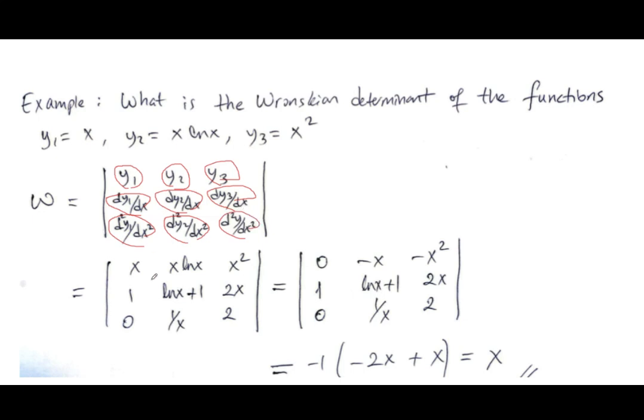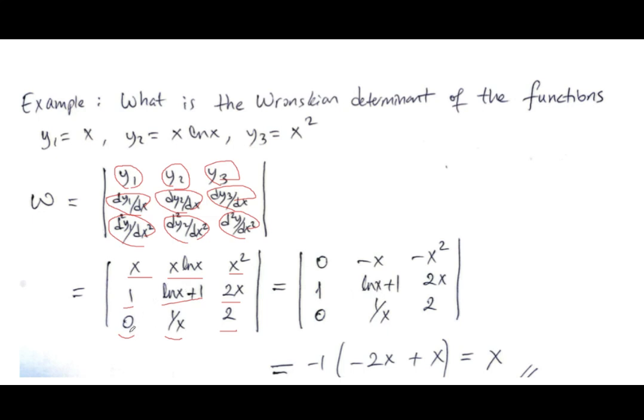And if we do that, so these are the functions itself, y1, y2, and y3. And then we take the derivative of x, which is 1, take the derivative of x times ln x, that is ln x plus 1. The derivative of x squared is 2x. And then take the derivatives one more time, so you get 0, 1 over x, and 2. Now, we can take the determinant of this expression, and if this determinant is not equal to 0, that means we have linearly independent functions.